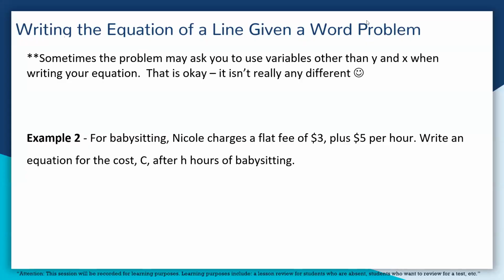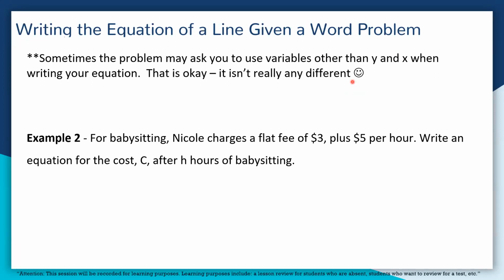All right, let's try another problem here. So let's go ahead and read the problem first before we read my little note at the top. So example 2, for babysitting, Nicole charges a flat fee of $3 plus $5 per hour. Write an equation for the cost C after H hours of babysitting. This time it's telling us to use C and H as our variables. That's okay. We're still writing linear equations here. It's just instead of using Y and X, we're using C and H.